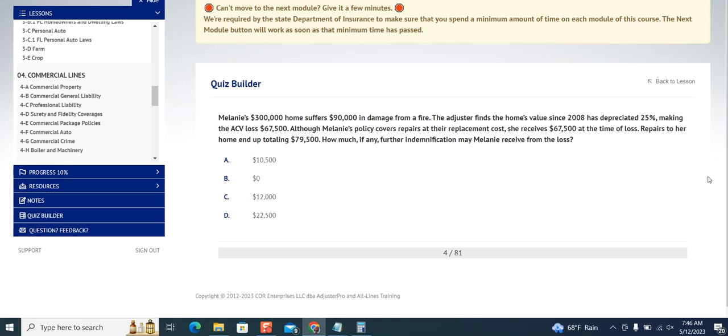$300,000 home suffers $90,000 in damage from a fire. Home then depreciated 25%, making a loss of $67,500. It says Melanie's policy covers repairs at their replacement cost. She received $67,500 at the time of her loss. Repairs to her home ended up totaling $79,500.